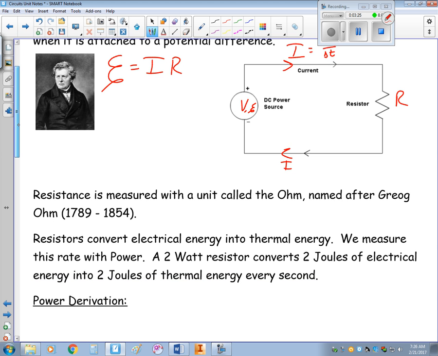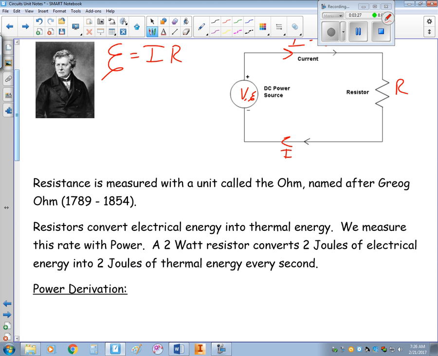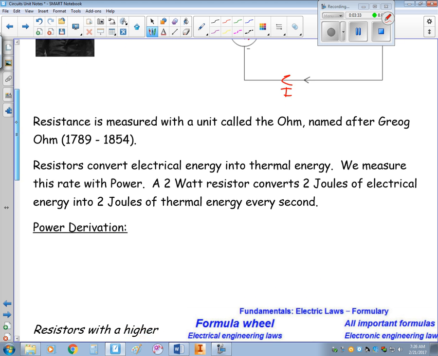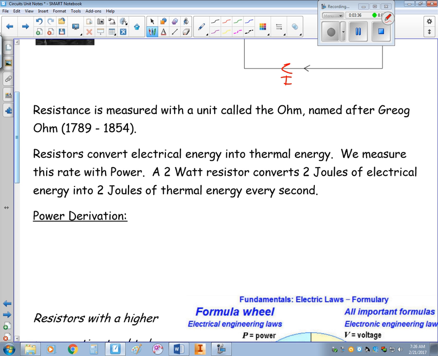Resistance is measured with a unit called the ohm, named after Georg Ohm. He was a German scientist. And again, resistors convert electrical energy into thermal energy. So we measure that with power. Remember that power is the amount of work done per time, or the amount of energy per time. For example, a 2-watt resistor converts 2 joules of electrical energy into 2 joules of thermal energy every second. So after 1 second, we've converted 2 joules. After 2 seconds, we've converted 4 joules. After 3 seconds, we've converted 6 joules, so on and so forth.